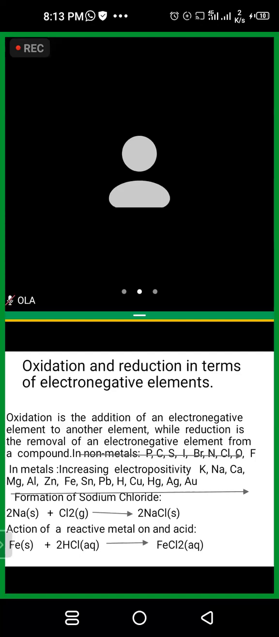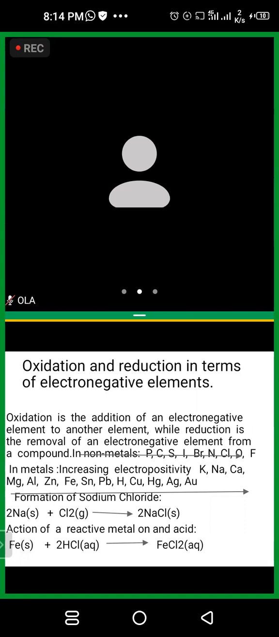Now, the point is this. Let's focus on the electronegative element. Where you add an electronegative element, any of these ones on top, to another element to form a compound, that is oxidation. But where you remove one of these electronegative elements, that is reduction. See the example there. We have sodium, which is electropositive, reacting with chlorine, which is electronegative. When that happens, we have sodium chloride. So that reaction between sodium and chlorine, because chlorine is electronegative, addition of that electronegative element is oxidation.